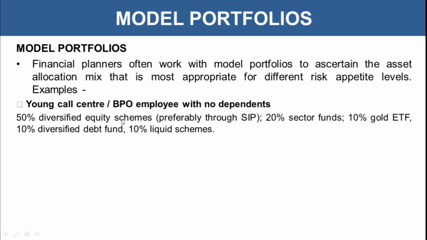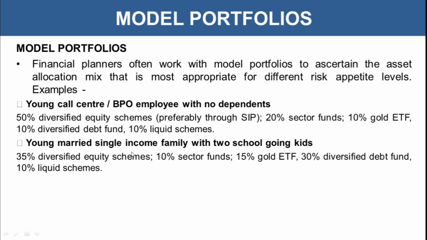50% of the amount should go into diversified equity schemes through SIP, and 20% should go into sector funds, because the person is young and has no dependents, so 20% can be in the riskiest fund. 10% should be in gold ETF to maintain the balance, 10% in diversified debt funds, and 10% in liquid schemes. This is just an example of a model portfolio. Everyone falling under the same group would be recommended the same model portfolio.